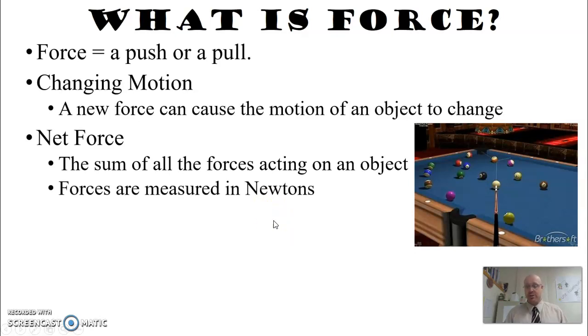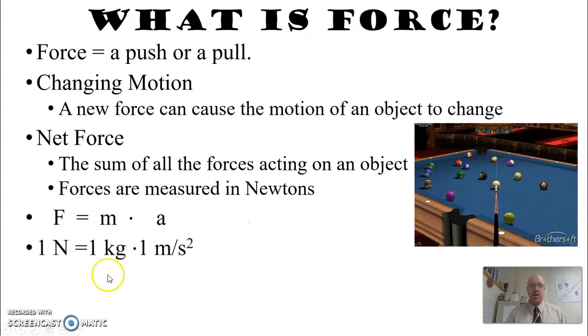Forces are measured in newtons. We use the scientific method, and a newton is kilograms times meters per second squared, if I remember correctly. So force is mass times acceleration. Acceleration is meters per second squared, and mass is measured in kilograms. We multiply those together, so F equals ma. That is the formula for force: mass times acceleration. And here is the breakdown of what 1 newton is: 1 kilogram meter per second squared.